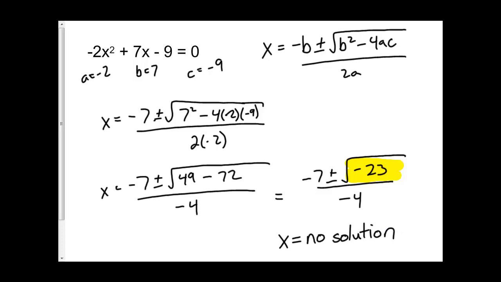And if I graph this, you would see that the graph does not go through the x-axis. It'll go up to the x-axis and come back down, but it doesn't cross through the x-axis. So as a result, there is no solution to a question if you wind up with a negative underneath your square root.